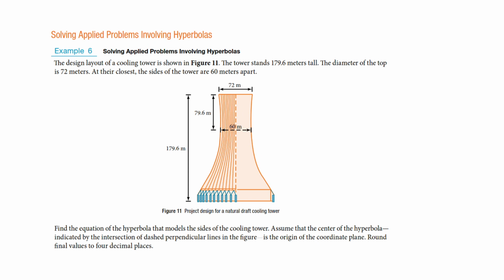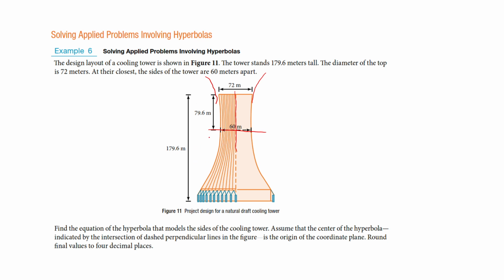So what they're saying here is that they have created this tower. We've got all of these dimensions, and they're asking us to find the equation for the hyperbola that fits this. Here's my bow tie, and this is the origin going right down the center. So the Cartesian plane is going right through the middle of this natural draft cooling tower, whatever that is. And I've got my hyperbola going right and left. So we're going to build the equation for this.